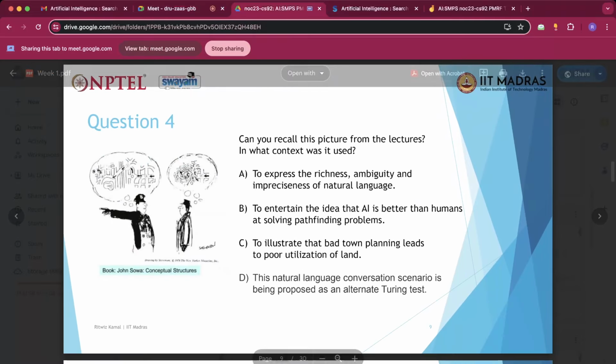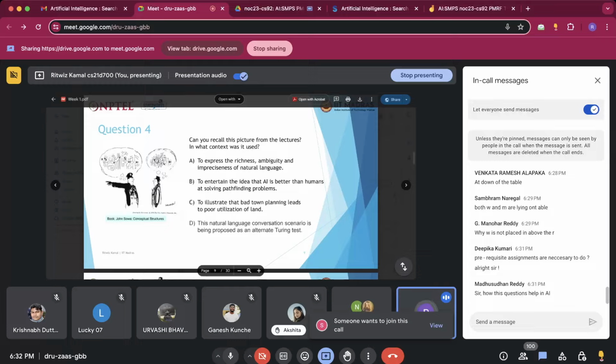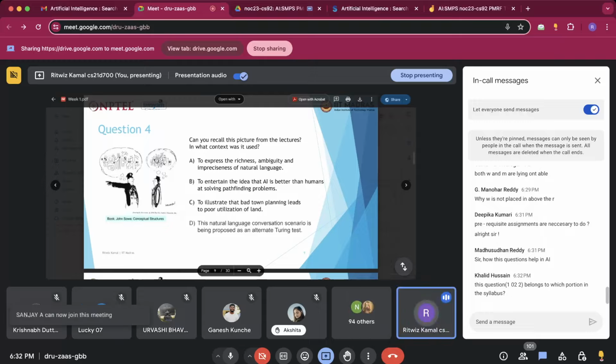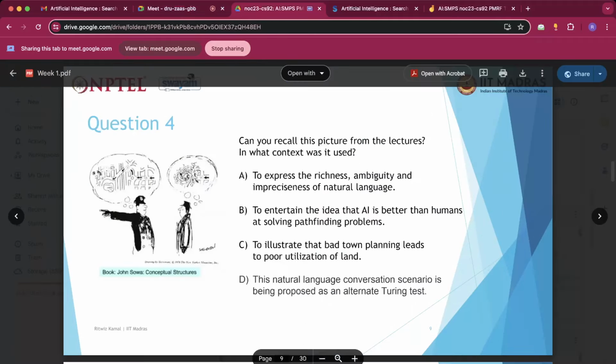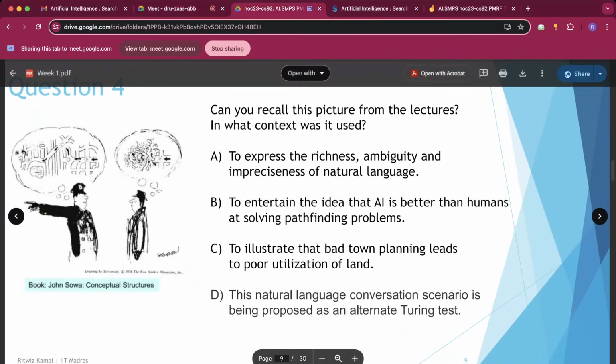Okay, so let's move on to the next question. This is a new kind of question, let's say. We are done with the robot hand question, and this is the new kind of question. It says, can you recall this picture from the lectures? In what context was it used? If you have not watched the lectures as of now, it's fine, don't worry about it. You can just guess what context might be from this picture that is shown over here.